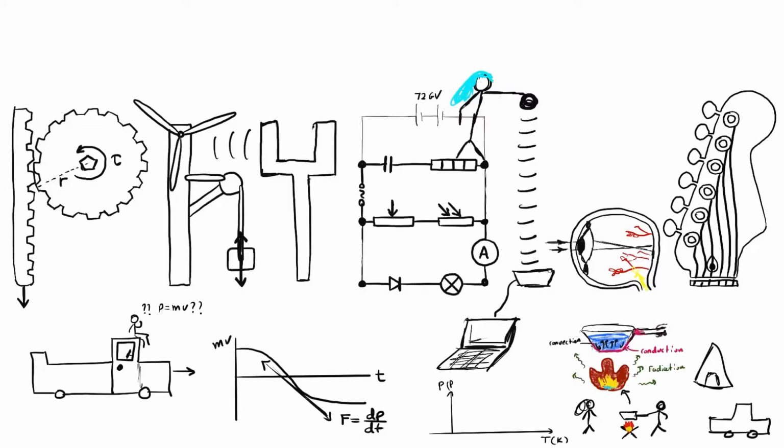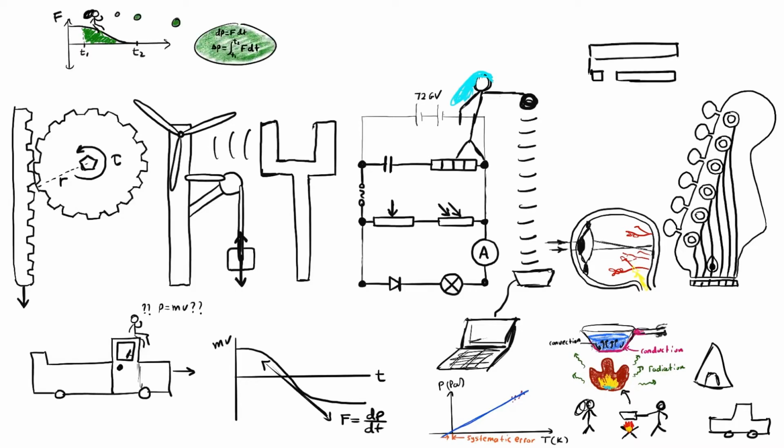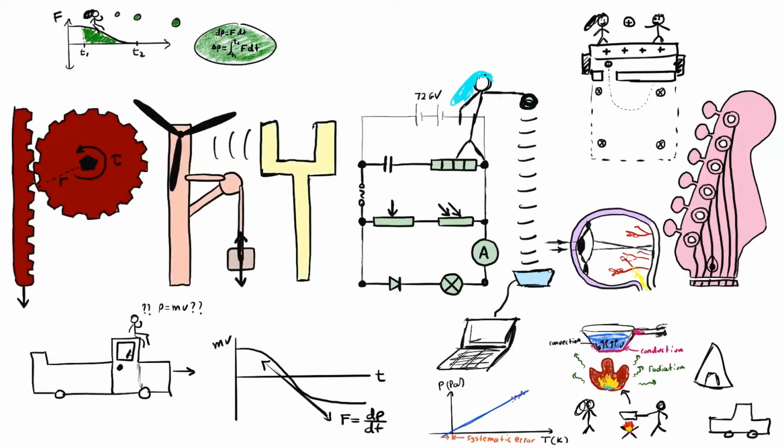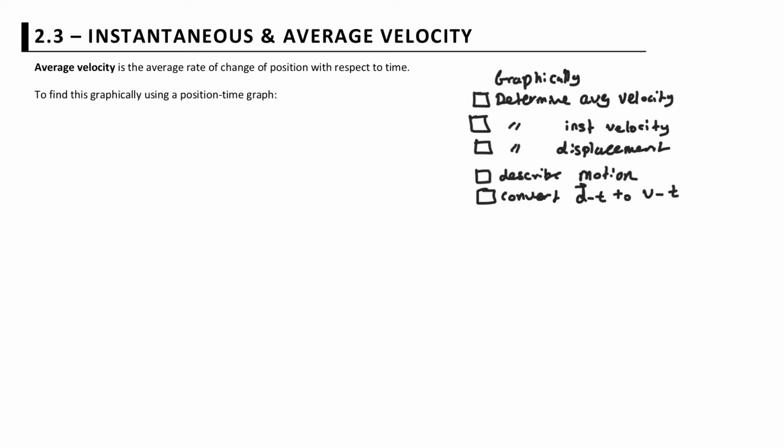In this video lesson, we will be looking at how we can find average velocity, instantaneous velocity, and displacement from graphing techniques, and how we can use certain graphs to extract certain information from them.